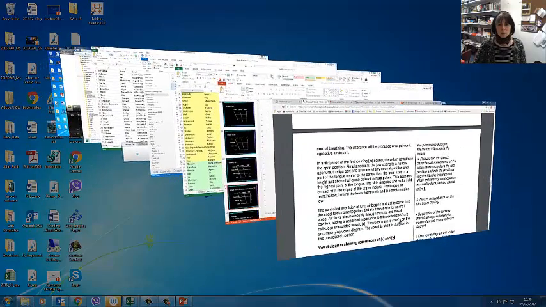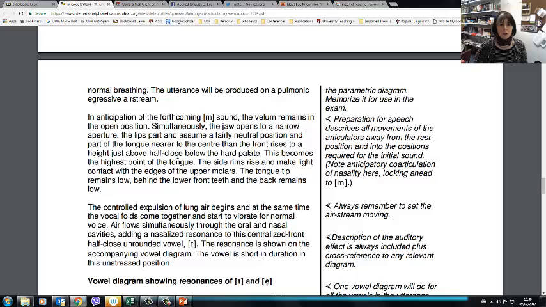So the jaw, the lips, the tongue, the velum and the vocal folds. If we look at the description that Patricia has produced, we've got the velum, we've got the jaw, we've got the lips, and we've got the tongue moving to this position just above half close, etc. So we've got information about that. Also, the side rims of the tongue are rising and making light contact with the edges of the upper molars. We don't need firm contact at the moment because, in fact, we don't need firm contact here at all just now, because we're actually doing a bilabial consonant.